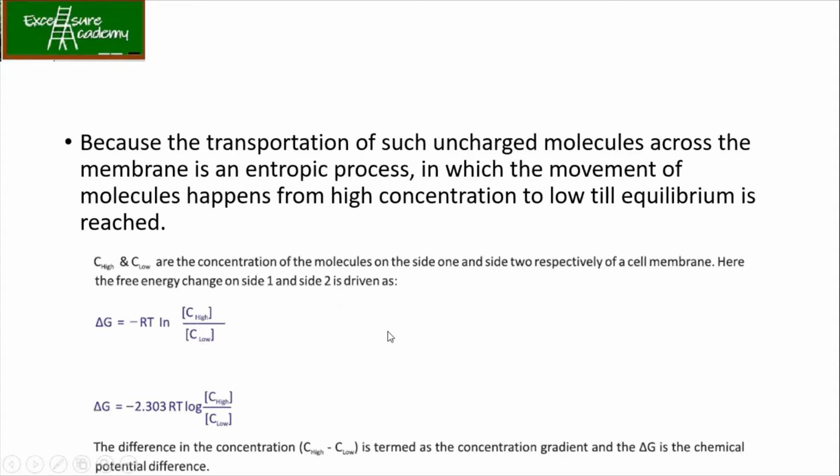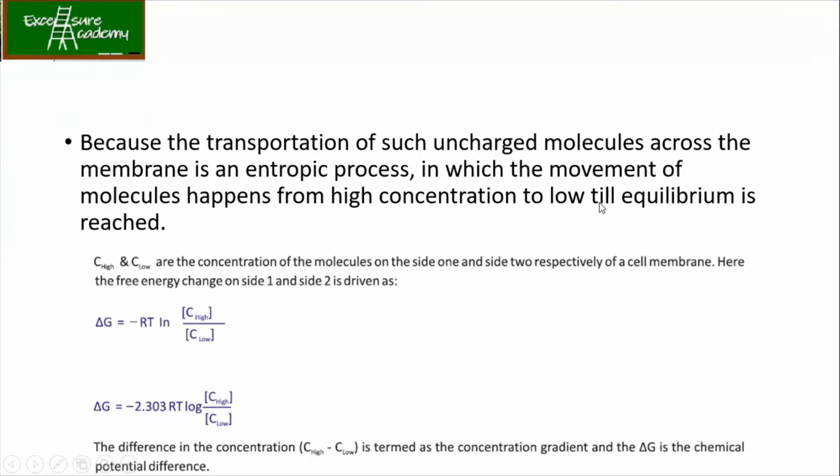Okay. Now from here onwards, guys, start giving more concentration. Now, because the transportation of such uncharged molecules across the membrane is an entropic process. Okay, so we have already mentioned that it was a spontaneous process. So when will it be spontaneous? When it is going to be an entropic process, right? Your delta S will be higher, in which the movement of molecules happens from high concentration to low till equilibrium is reached.